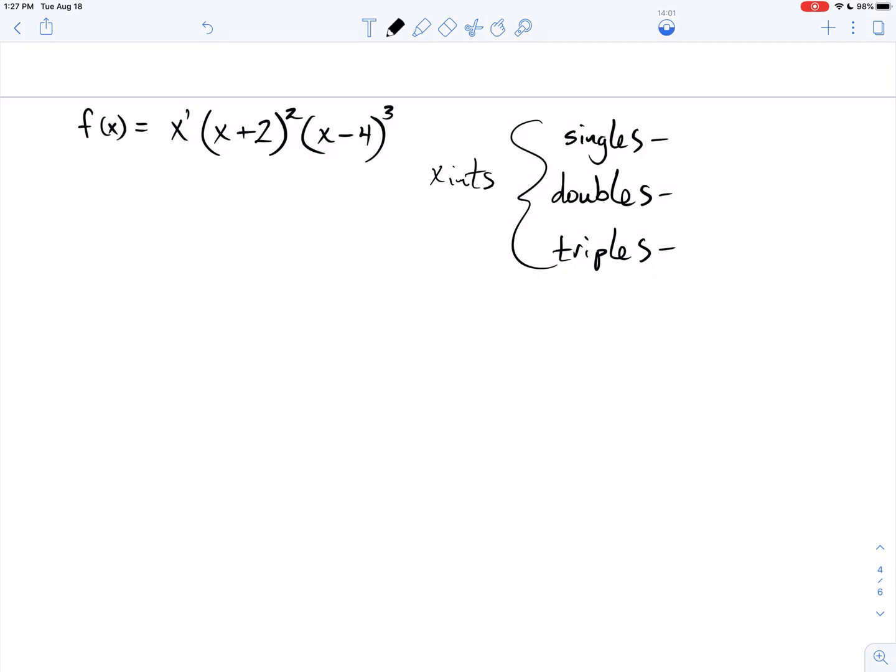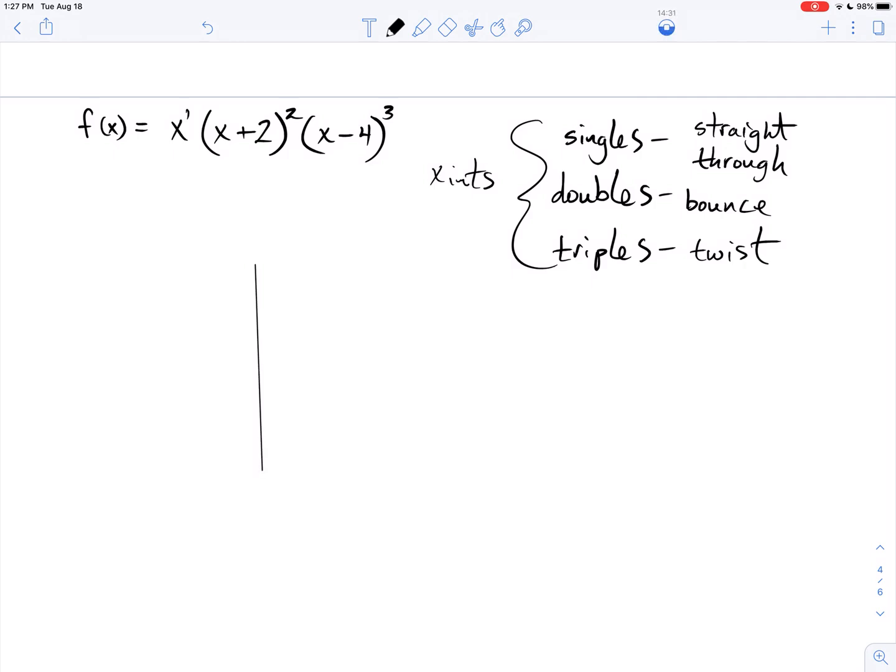This is for x-intercepts, how they behave. Singles, they will cross the x-axis. They will go straight through. A double root will bounce. I'll explain that in a second. And a triple will twist. Let's take a look. Here we go. I'm going to draw this graph.